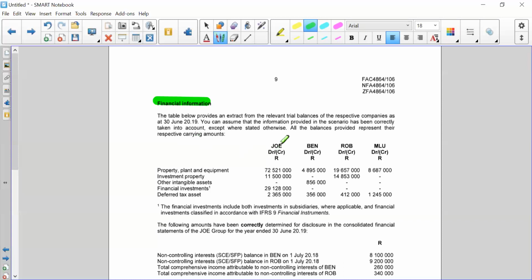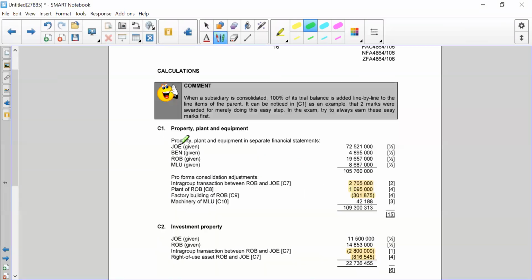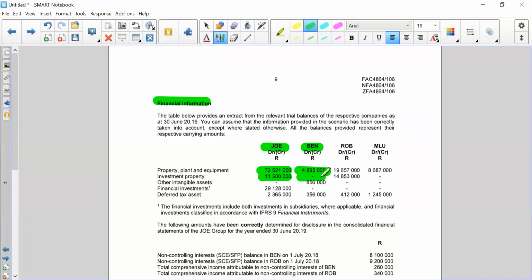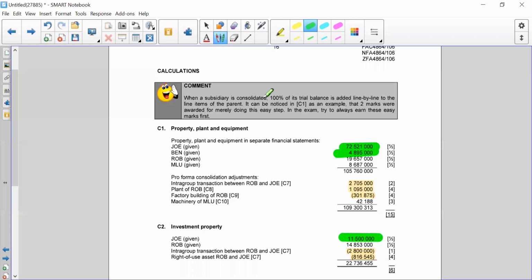Okay, so we know when we're doing a consolidation, and they've asked for the consolidated statement of financial position, it is 100% H, 100% S. Right now we've only looked at Ben. We'll come back to the other guys a little bit later, but at this point, PPE is 100% H, 100% S. Generally these are the easy marks. So PPE, 100% Joe, 100% Ben. Investment property, 100% H, 100% S, 11.5 million.